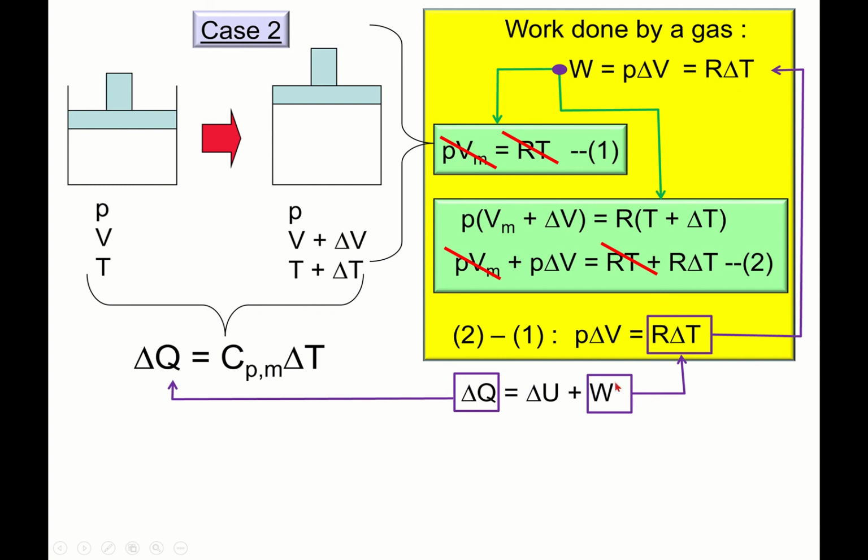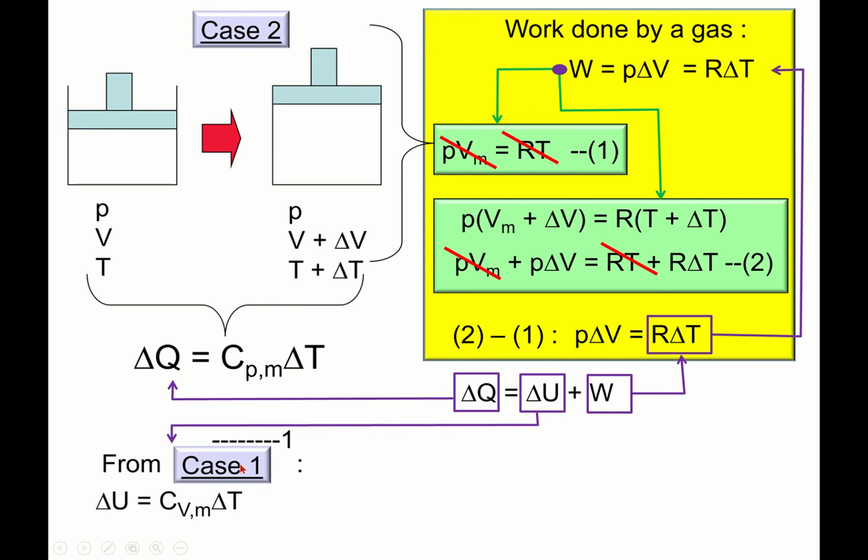This work can be substituted into the first law of thermodynamics just now. Work equals R delta T. Now for delta U, we use the first case. For the first case, we get delta U, the change in internal energy, equals CVM delta T.